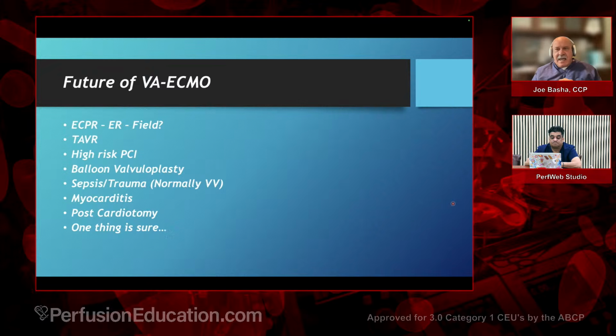High risk PCI, I think we're going to see more of it for that. Balloon valvuloplasties, and normal VV for sepsis and trauma, myocarditis, it has great outcomes. I think we've already proven that. Post-cardiotomy syndrome, no one's going to want their patient passing in the operating room. We're going to see more and more of that as we continue to do these more complex and sicker patients.